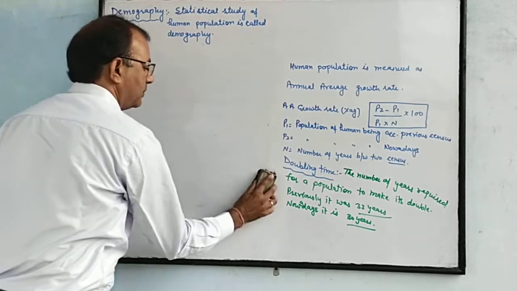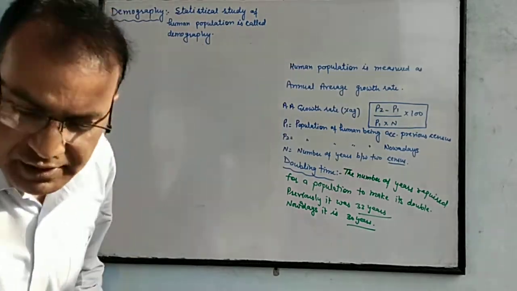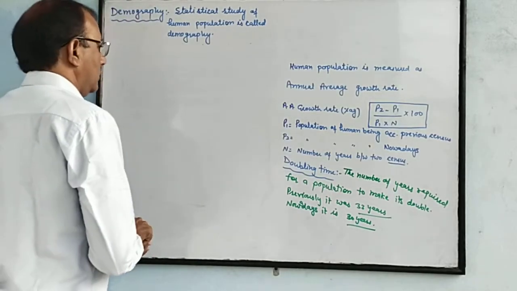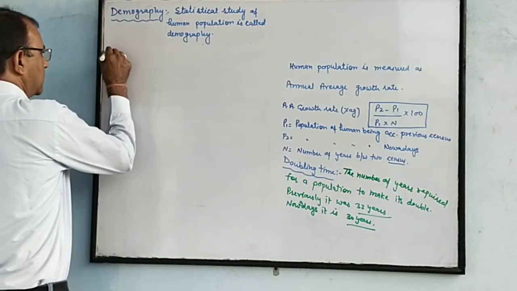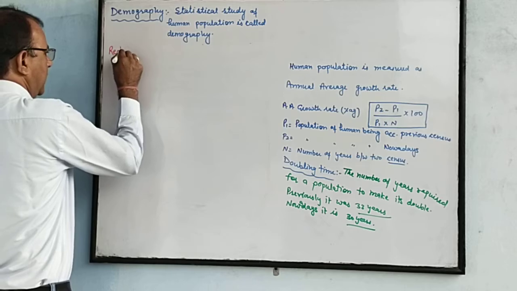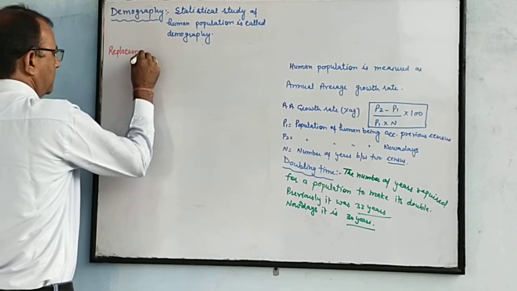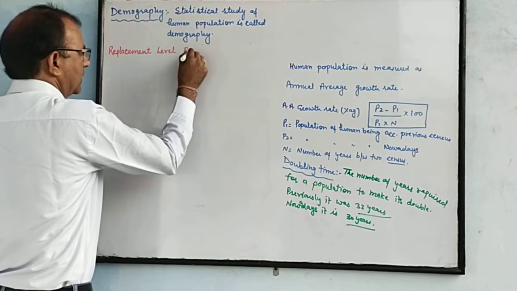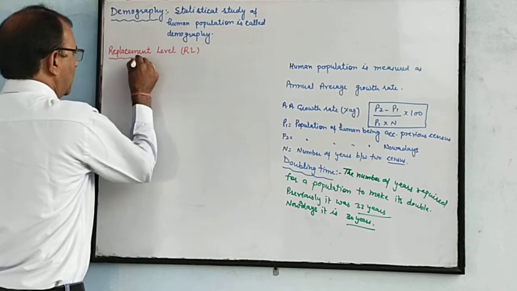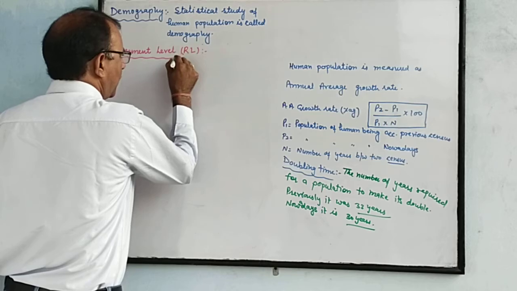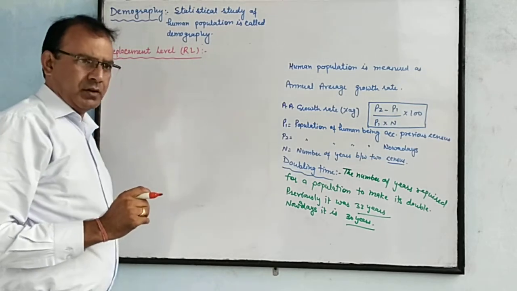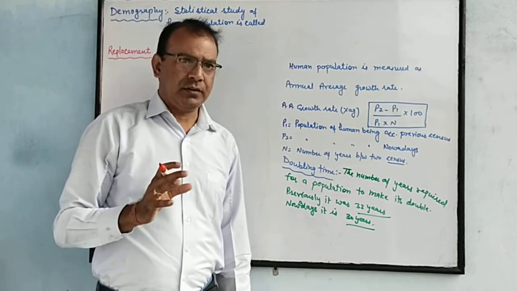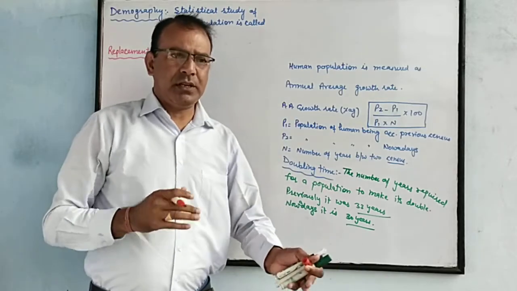Replacement level. These are the words which are related to the census. RL stands for replacement level, or you can say replacing level. Every couple must produce their offspring, must produce their children, to replace themselves, meaning generation to generation it continues.